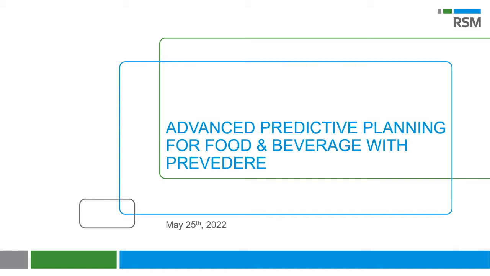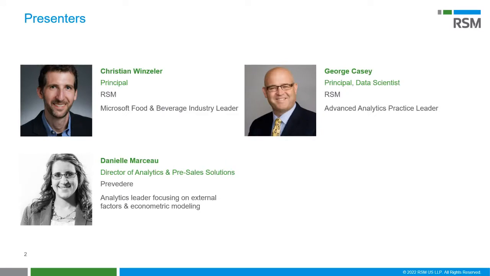Let's talk a little about what advanced predictive planning for food and beverage clients means, in combination with the Prevedere tool that we have available. My name is Christian Winsler. I'm a principal with RSM, and I lead our industry stack for food and beverage across 365 and then the broader Microsoft practice. Very excited about my two co-presenters that I have with me today. George Casey, he's also a principal with RSM, and he leads our advanced analytics practice. And then Danielle Marceau is from Prevedere. She's the director of analytics and pre-sale solutions. She's going to take us through a demo of the actual tool here later in the presentation.